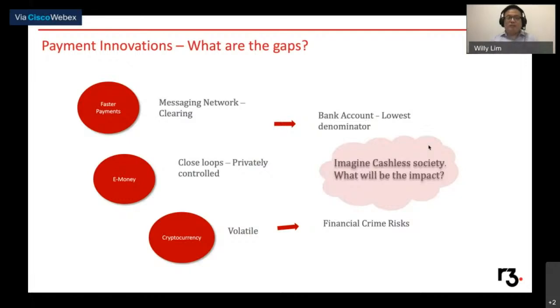Number three, probably the most popular nowadays, is cryptocurrency. But again, it's very volatile, and it isn't backed by a legal tender, so it promotes financial crime. These are the key payment innovations which we believe still have gaps, and this is where CBDC will come in and address the majority of these challenges.